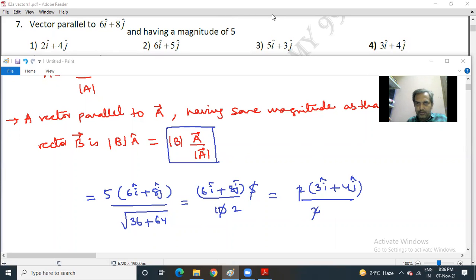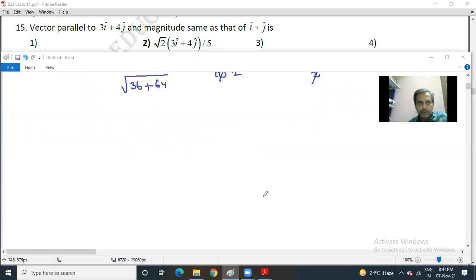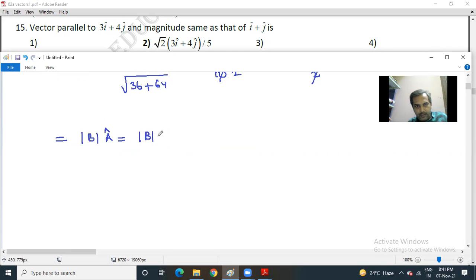Let us move to another question. Similar, but maybe the numbers are different. A vector parallel to 3i cap plus 4j cap and magnitude same as that of i cap plus j cap is. So the answer is, let us write once again, B magnitude with A cap. So this is the formula: mod of B and this A cap can be written as vector by its mod.